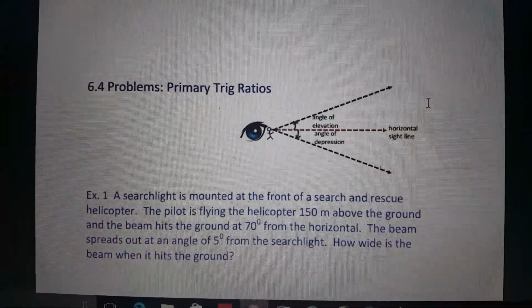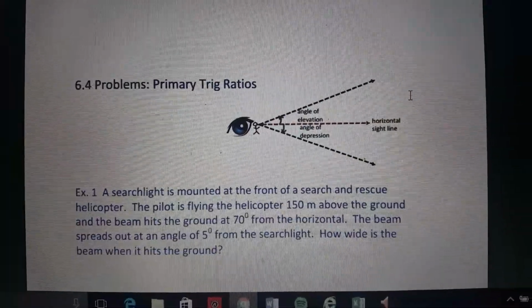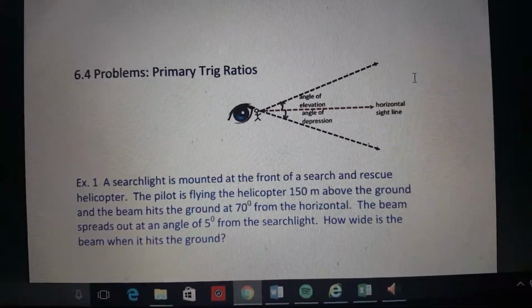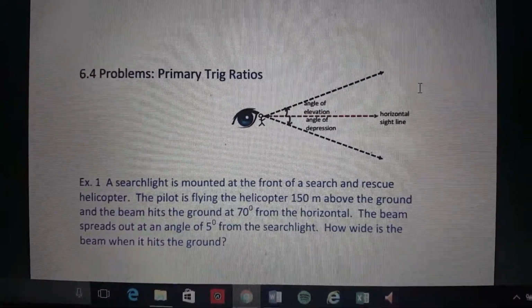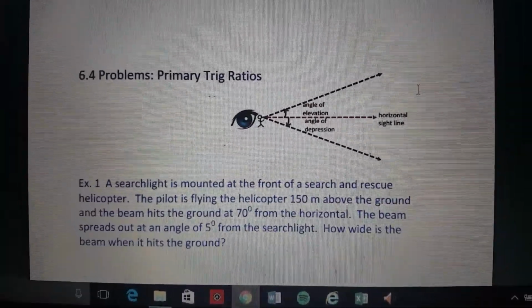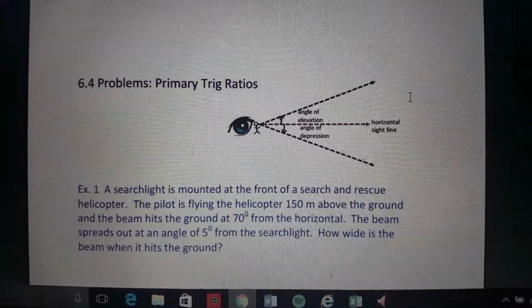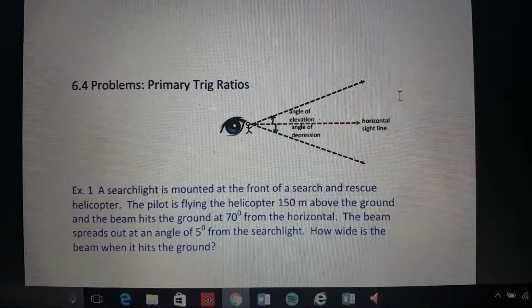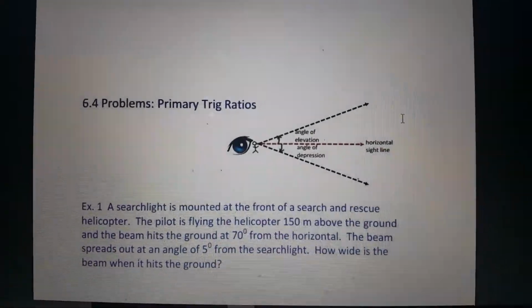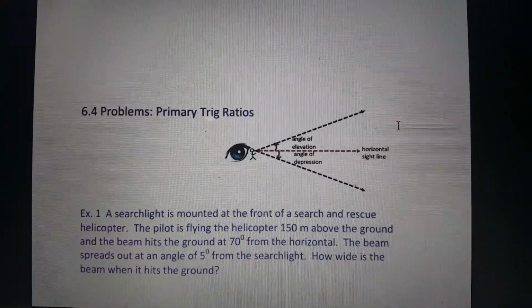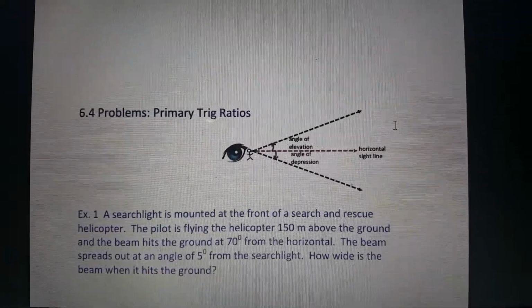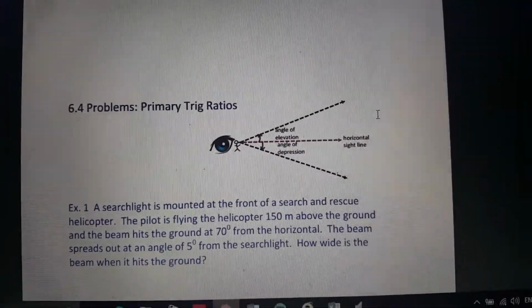It says, a searchlight is mounted at the front of a search and rescue helicopter. The pilot is flying the helicopter at 150 meters above the ground, and the beam hits the ground at 70 degrees from the horizontal sight line, in other words. The beam spreads out at an angle of 5 degrees from the searchlight. How wide is the beam when it hits the ground?